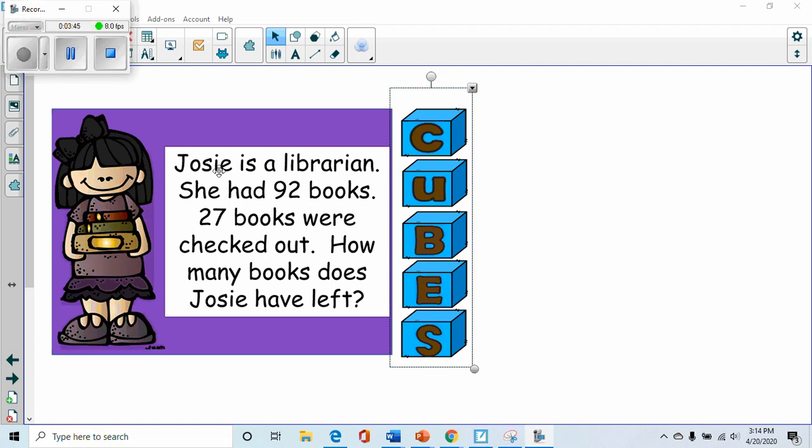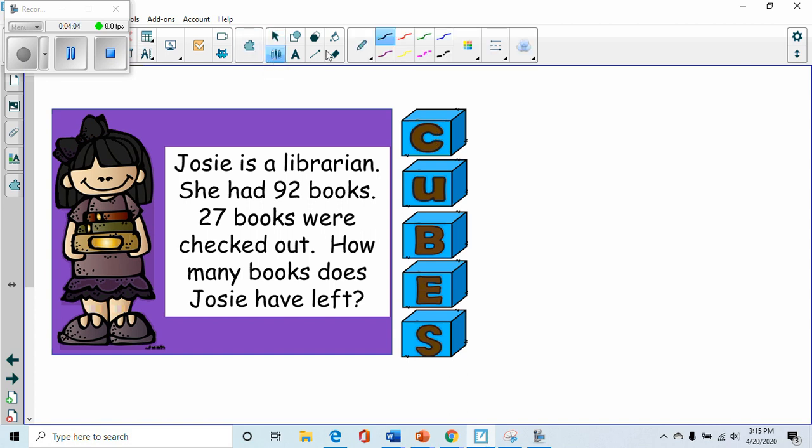This one is about Josie. Josie is a librarian. She had 92 books. 27 books were checked out. How many books does Josie have left? Let's use the cube strategy. The C reminds me to circle my numbers. 92 represents the number of books that Josie has in all. The 27 represents the number of books that get checked out.